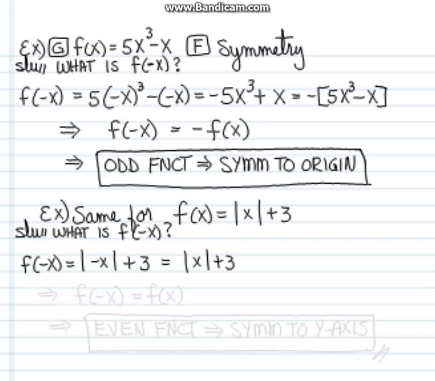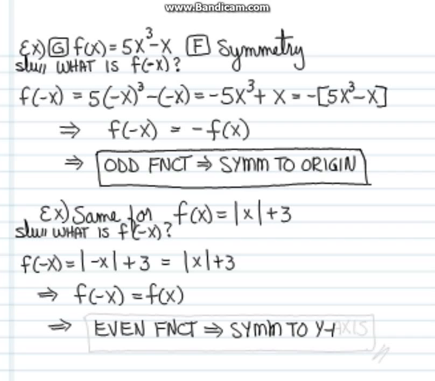Now look, the absolute value of negative x is the same as the absolute value of x because the absolute value obliterates a negative sign. So we just showed that f of negative x is equal to f of x. And that implies our function is even, which means its graph is symmetric with respect to the y-axis. So it's all about evaluating f of negative x and analyzing what you get.